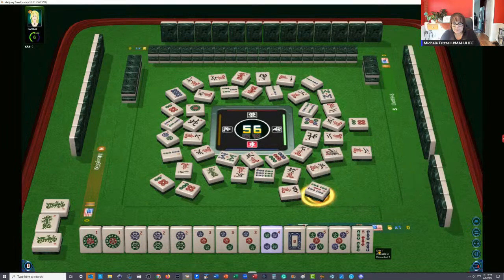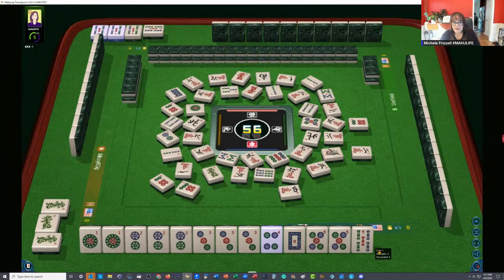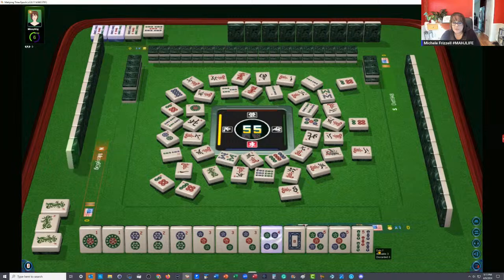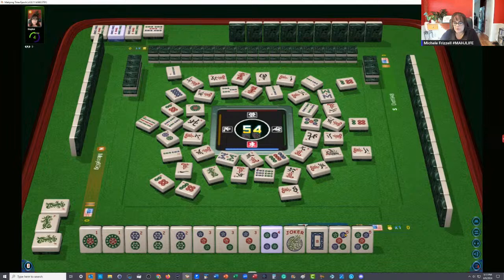Five bamboos. Ooh, Kong, nice. We've got an efficient tile. 6 dots. There's an efficient tile over there. We're going to get that joker. 2 bamboos. Okay, joker exchange. 5 bamboos. Thank you. So now, let's see here. Bamboos. 1, 2, 3, 4. Pung pung. How many 1 dots are out? I would probably switch to the pung pung kong kong hand.